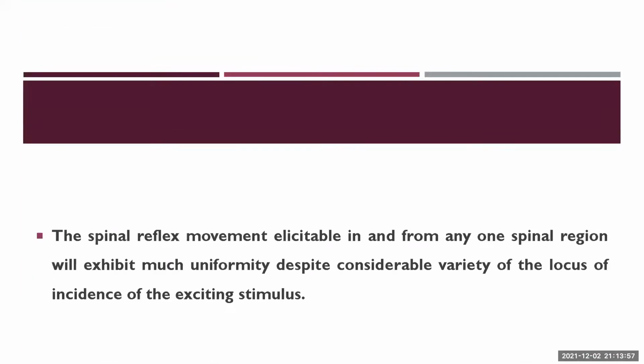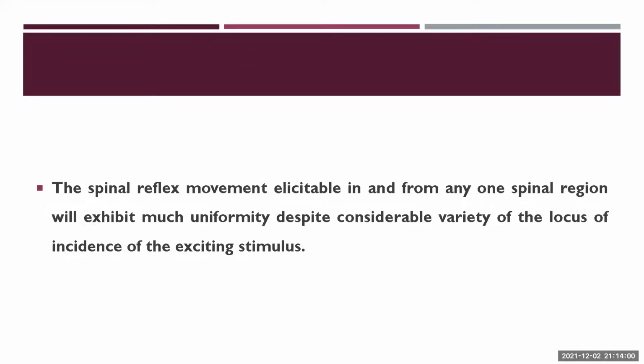Now coming to the next rule, it says that the spinal reflex movement elicitable in and from any one spinal region will exhibit much uniformity despite considerable variety of locus of incidence of the exciting stimulus. So here what he is saying is that when a stimulus is given to a particular area of the limb, all the joints will produce the same movement independent of the area of the stimulus.